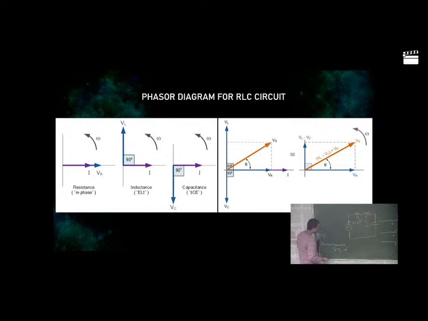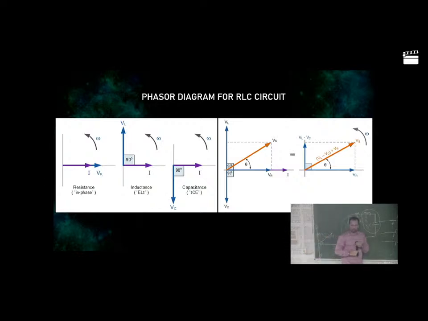Now add both of them. So this was VR and this is the effective voltage across these two elements, VL minus VC. So add both of them, you will get the resultant voltage V net, and V net will be equal to the source voltage.